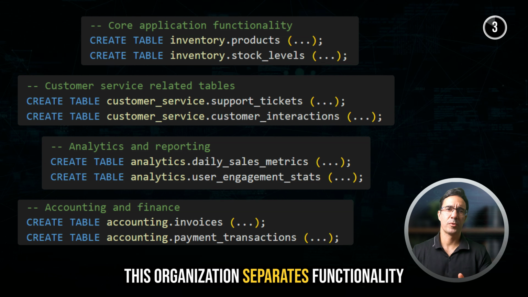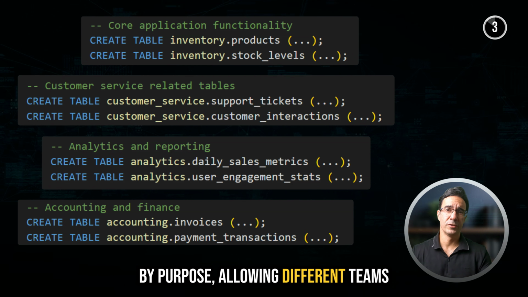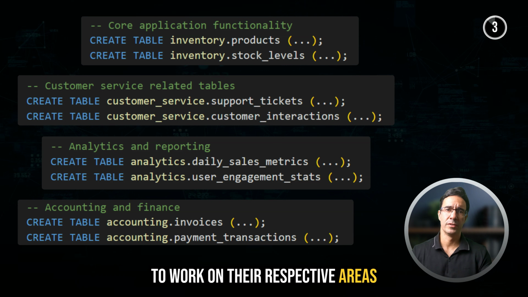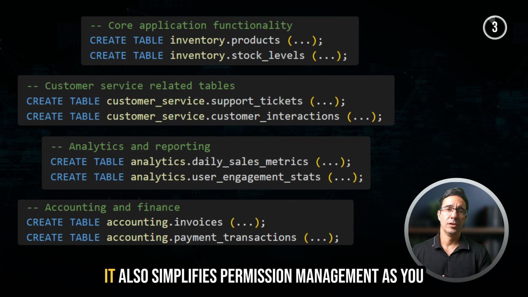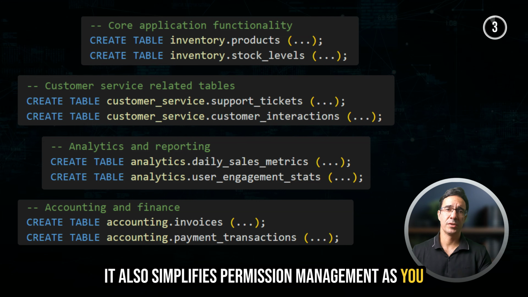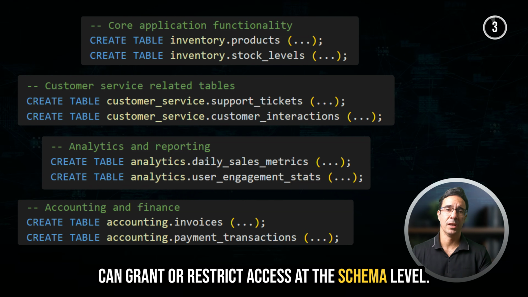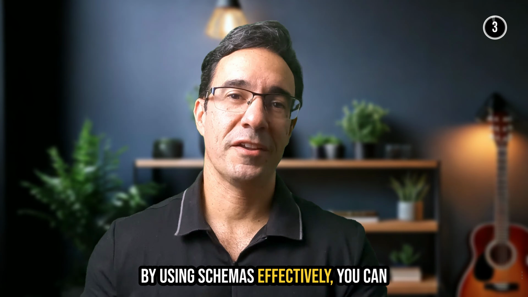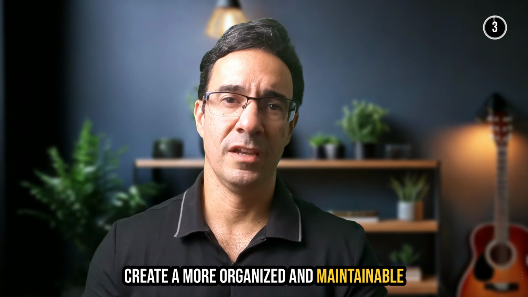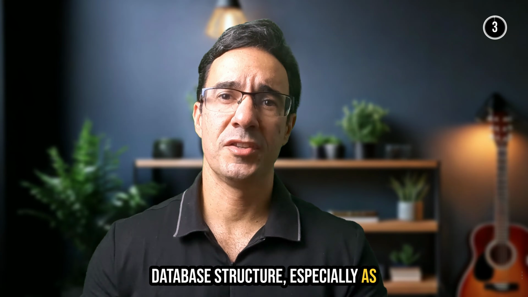This organization separates functionality by purpose, allowing different teams to work on their respective areas without conflicting with others. It also simplifies permission management, as you can grant or restrict access at the schema level. By using schemas effectively, you can create a more organized and maintainable database structure, especially as your application grows in complexity.